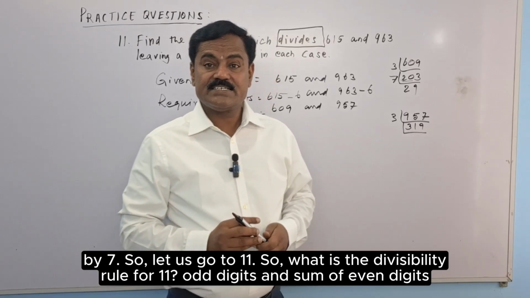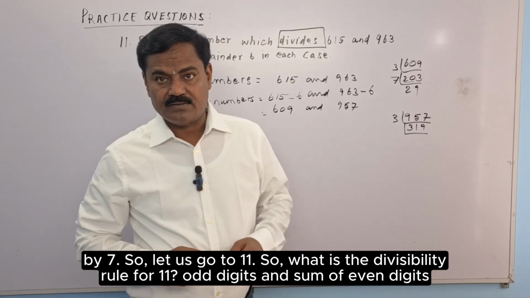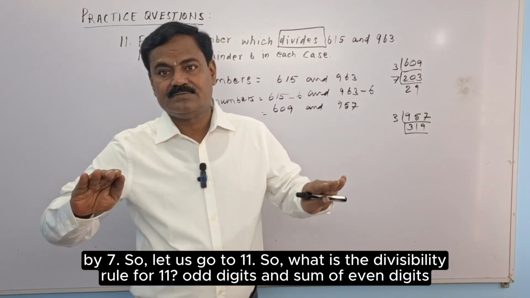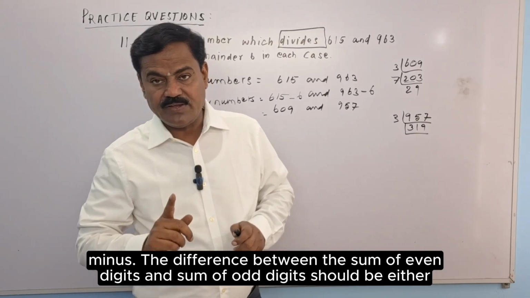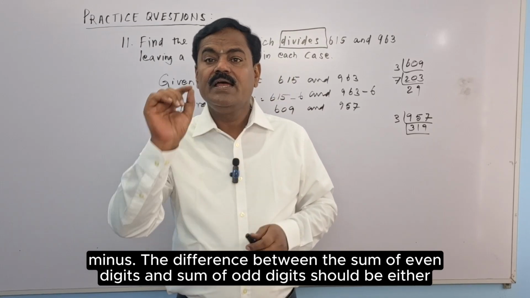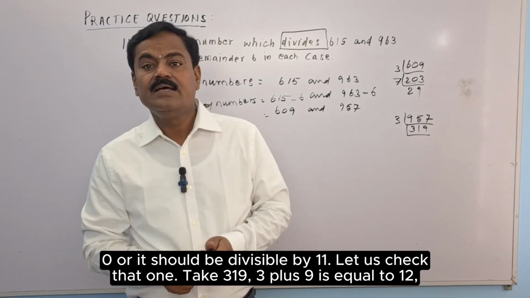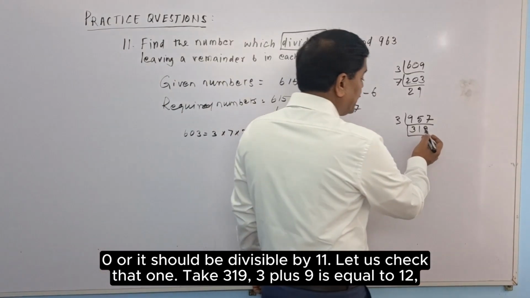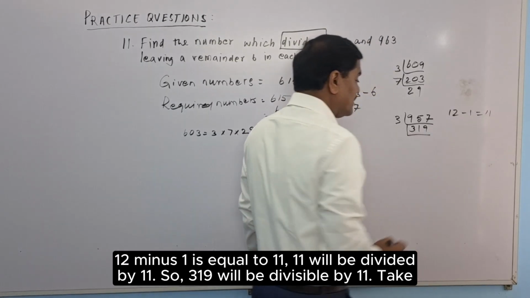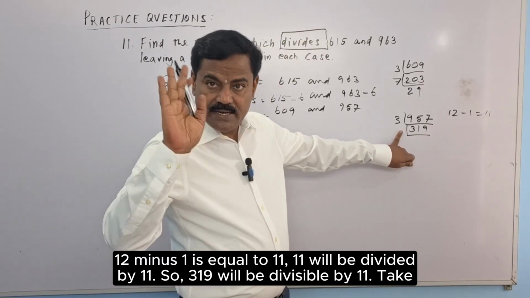So let's go to 11. What is the divisibility rule for 11? Take the sum of the odd-place digits and the sum of the even-place digits and subtract. The difference between the sum of the even-place digits and the sum of the odd-place digits should be either 0 or divisible by 11. Let's check that. Take 319. 3 plus 9 is equal to 12. 12 minus 1 is equal to 11. 11 will be divisible by 11. So 319 will be divisible by 11.